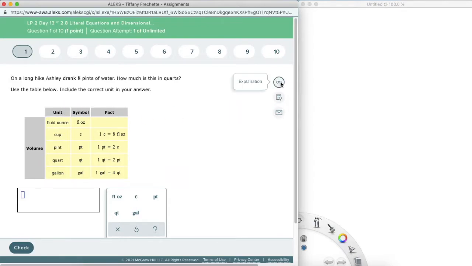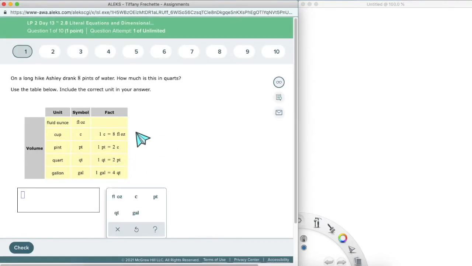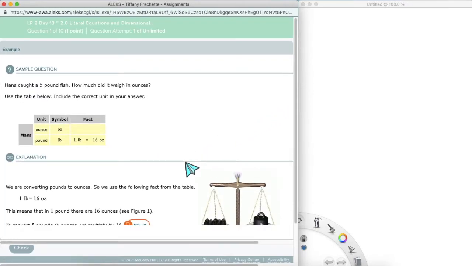So we have explanation. This is going to explain this exact question you're looking at. So it's not going to explain it to you and then give you the answer and say, okay, go type that answer in. You're going to lose your question attempt because it's giving you the answer. But it's a very cool feature because maybe the example is slightly different and you want to see how this one is done. But the example usually is pretty good. It will give you something very similar to what you're doing.